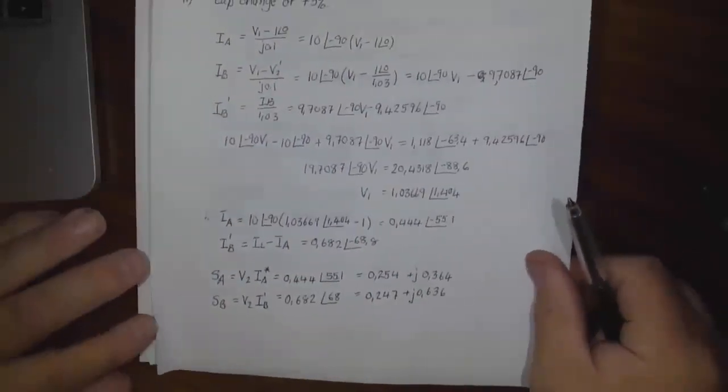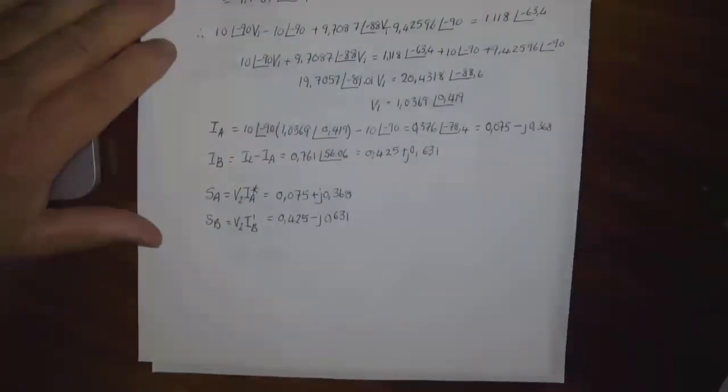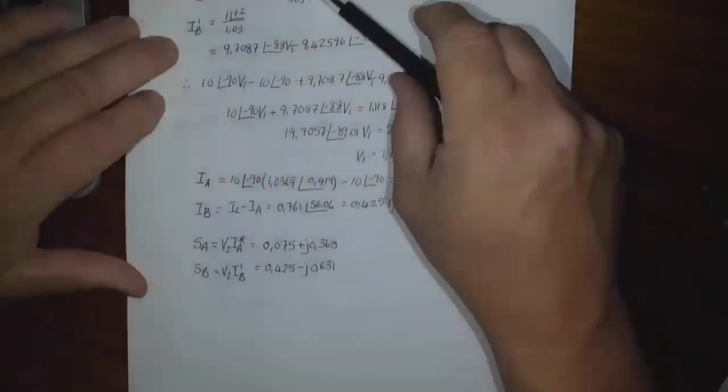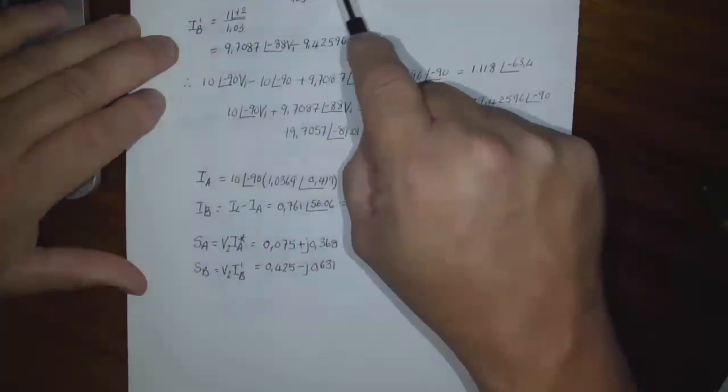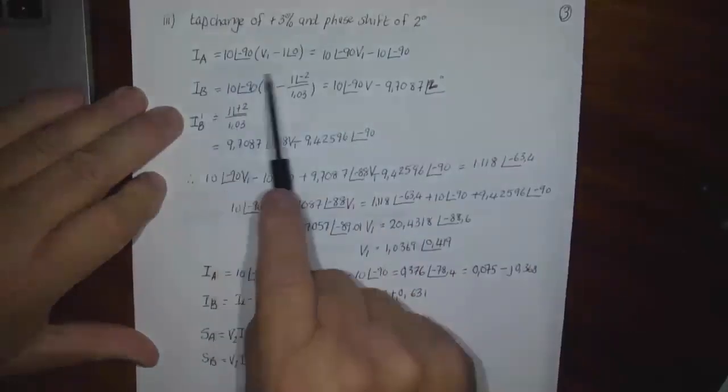Right. Next one is where we use both. So a tap change of 3% and a phase shift of 2. So IA remains the same as 10 angle minus 90, V1 minus 1.